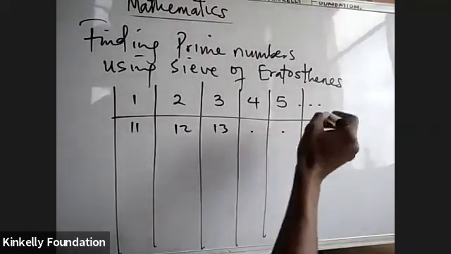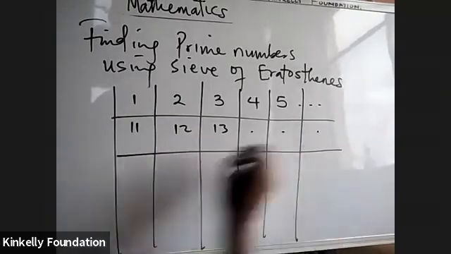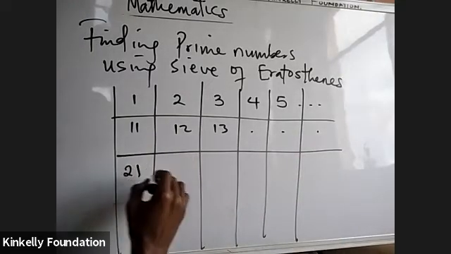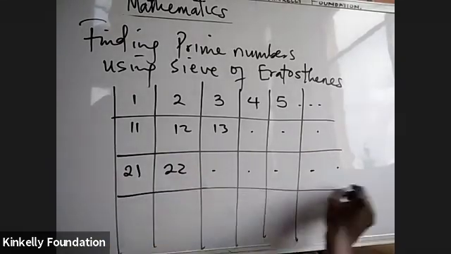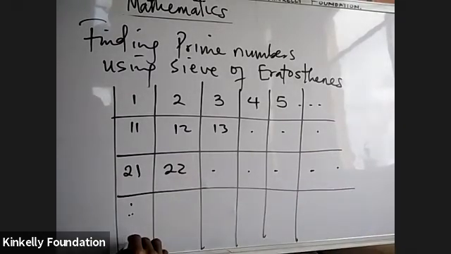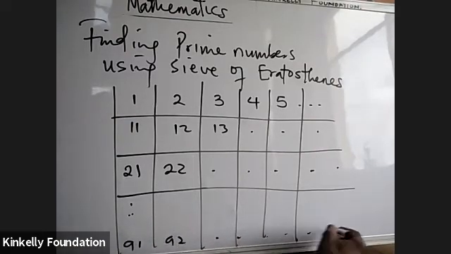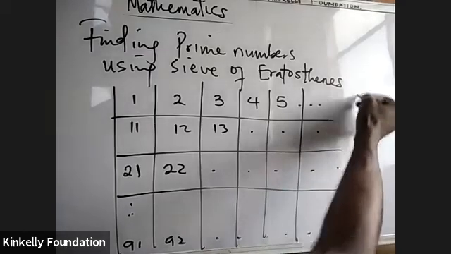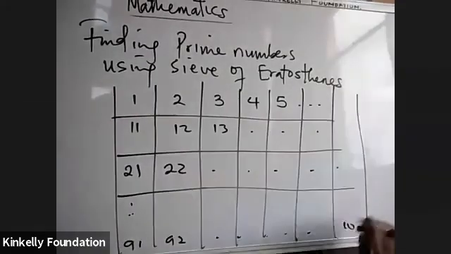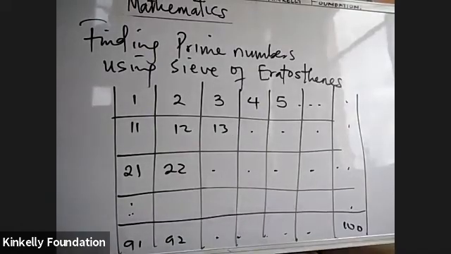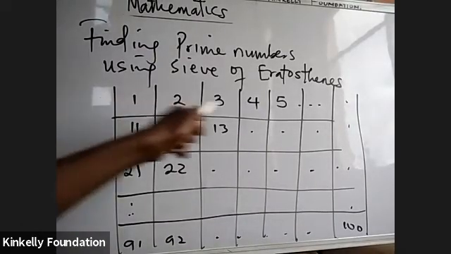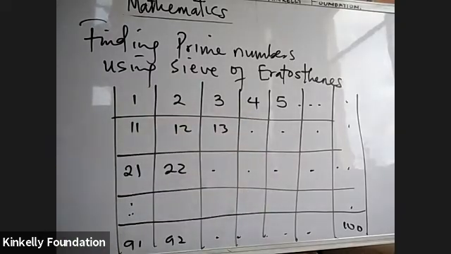Remember, you continue. This one will be 21, 22. You continue. You make it down to what? 91, 92. You continue to what? You get to 100. Now, this is what you mean by that. You are going to just draw a table like this, a 10 by 10 table.